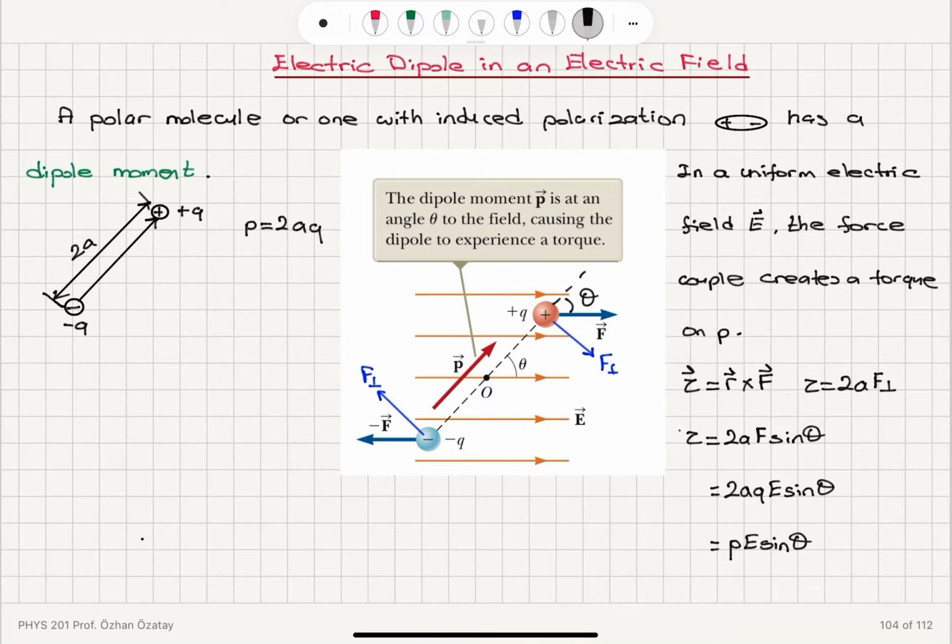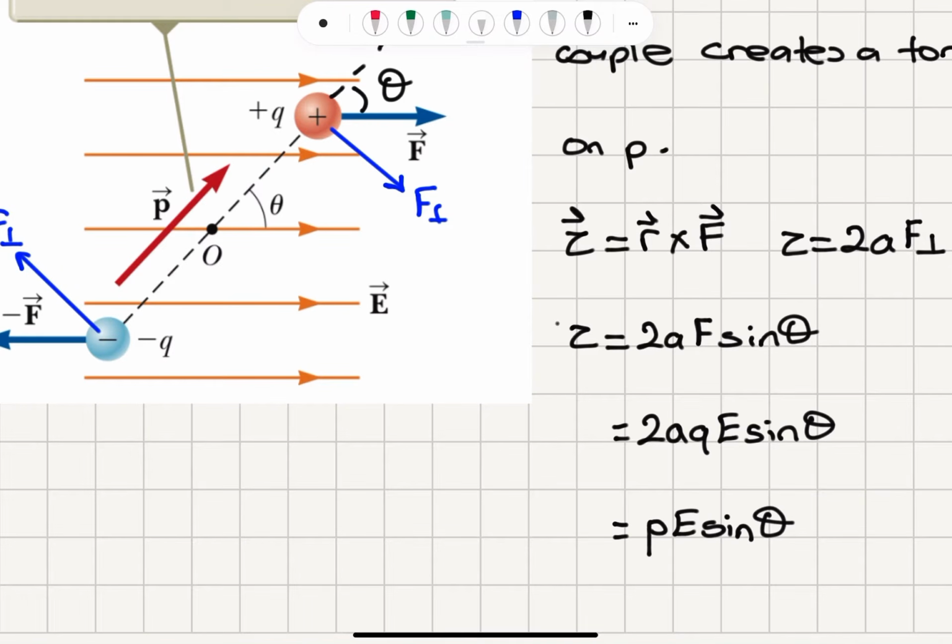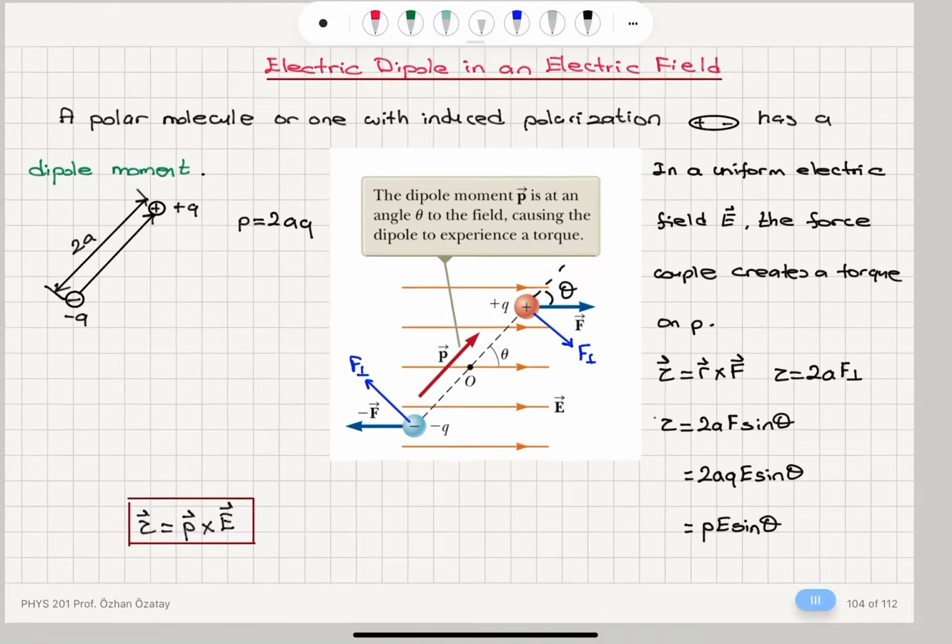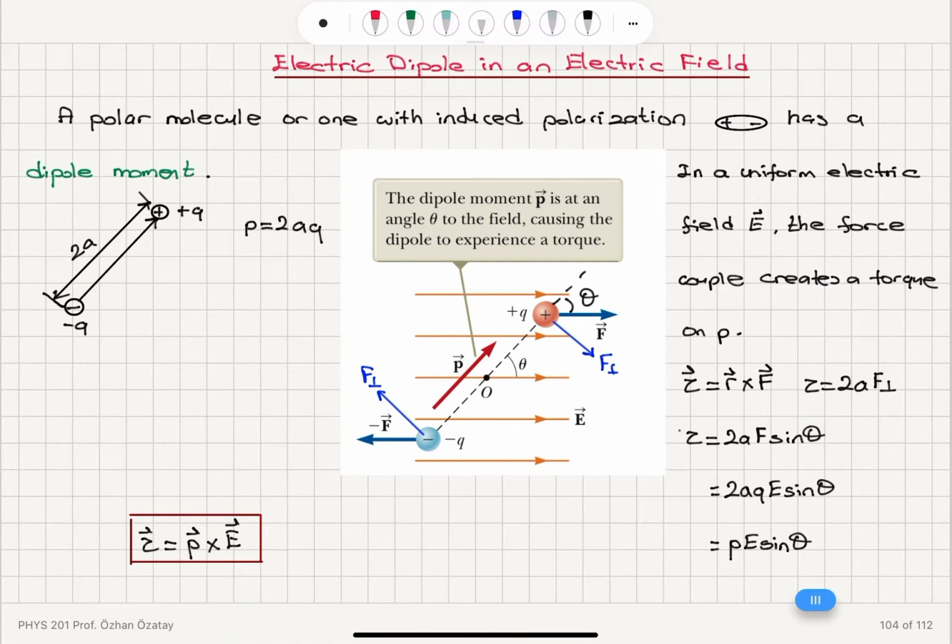Therefore, we can say that the torque on the electric dipole moment vector P will be P cross E. So it's the cross product between the dipole moment vector and the electric field vector, because its magnitude is PE sine theta, and it's going to be in the direction of the torque, which in this case, using the right hand rule, will be pointing into the page.